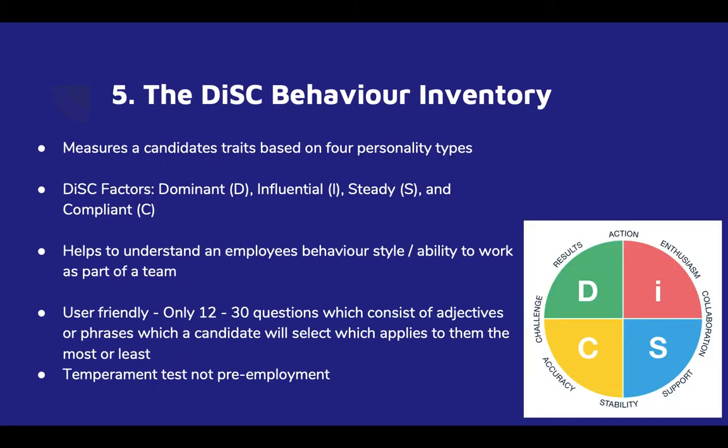Lastly, we recommend the DISC Behavior Inventory Test. Similarly to the Myers-Briggs test, the DISC Behavior Test measures candidates based on their personality traits. Although it is more user-friendly, being only 12 to 30 questions long, the DISC test provides a candidate with adjectives or phrases which they will select that apply to them the most or the least. Based on your results as a candidate, your professional behavior will be determined. Whether you are dominant, influential, steady, or compliant, it will all be identified.